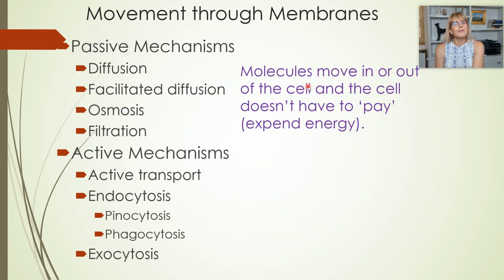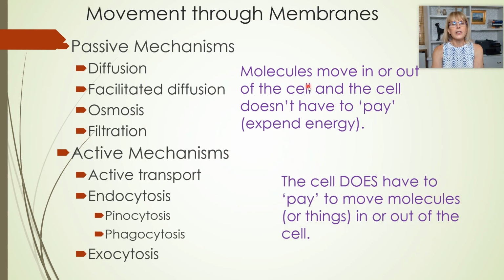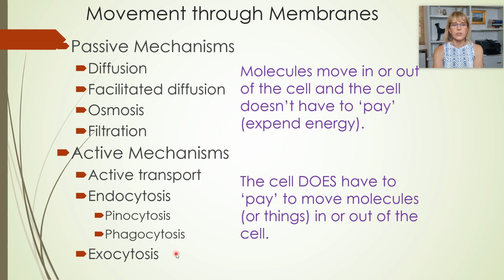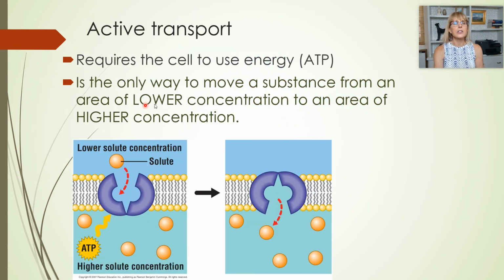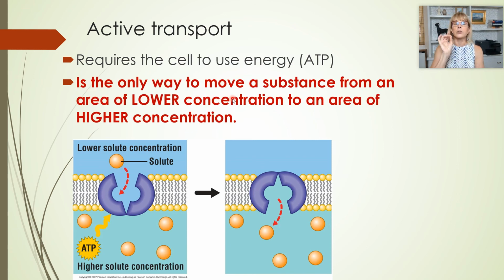But there's more, okay? We now need to talk about the active mechanisms. The active mechanisms are the things that the cell will do where it uses its own cellular energy to move molecules. Active transport requires the cell to use energy, ATP, and it is the only way to move a substance from an area of lower concentration to an area of higher concentration.